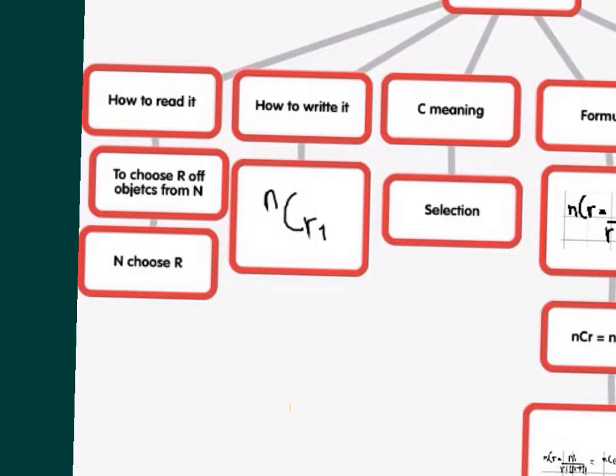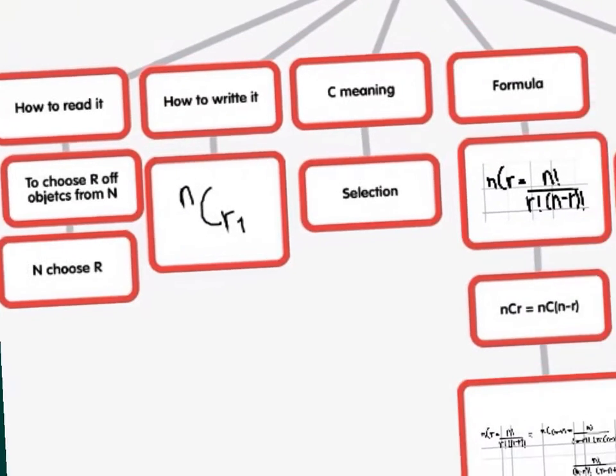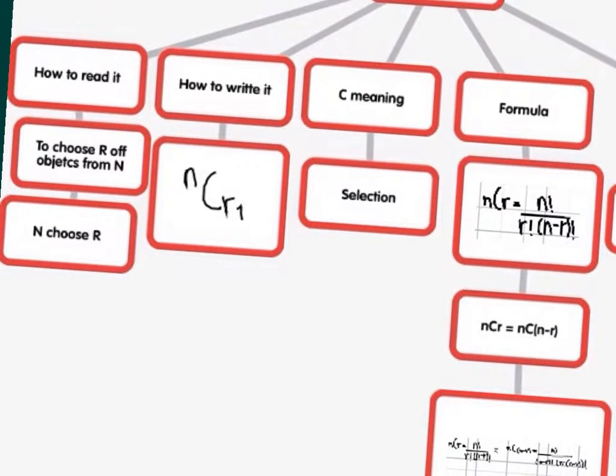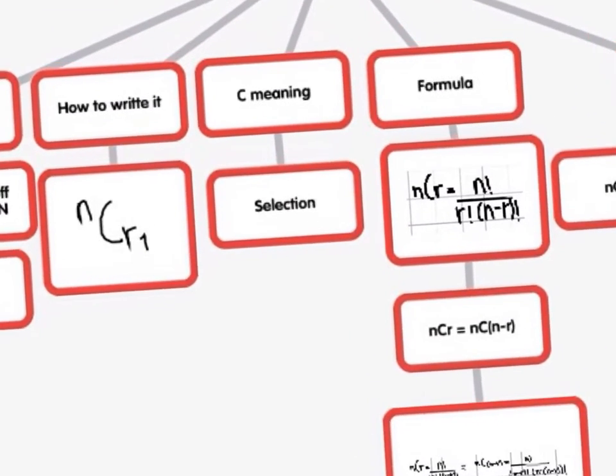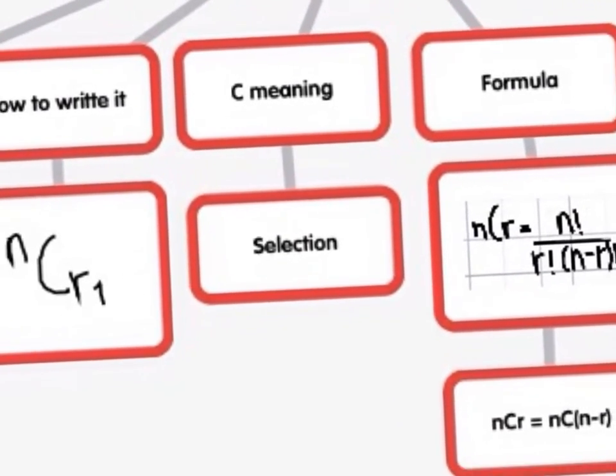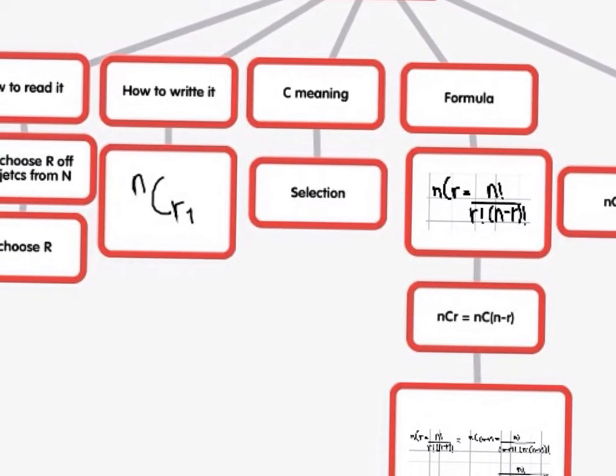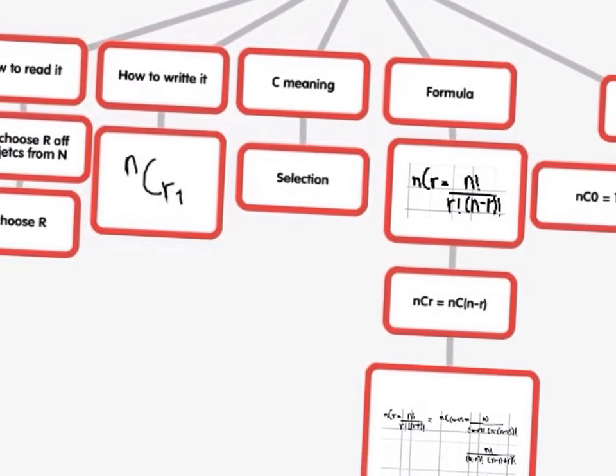So, n choose r. Then, how to write it? Another way to write it is nC1 for the term 1, nC2 for the term 2, nC3 for the term 3. So, what's the meaning of C? C is the selection. How many options do you have of making that pair?